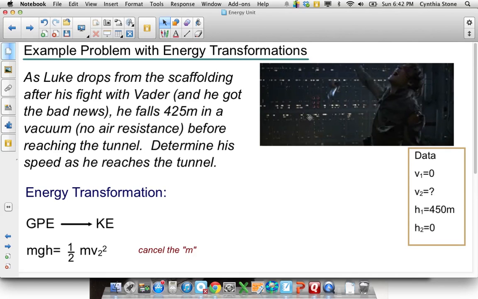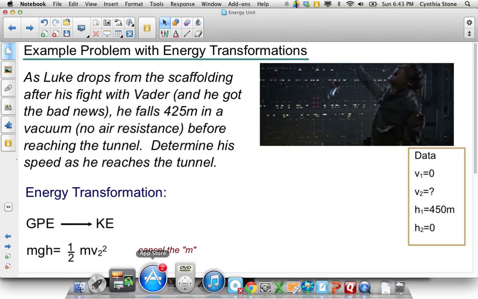So here's our example. As Luke drops from the scaffolding after his fight with Vader, do you remember right after Vader says, "I'm your father," and he sort of jumps instead of going with Vader? He falls 425 meters with no air resistance before reaching the tunnel. Now, I just realized the huge flaw with this, of course, is that he's not on Earth. And because he's not on Earth, using 9.8 for g is not correct. So forgive me for that. I forgot. I wasn't thinking. But in the studio, he would have been on Earth. So we'll pretend he's in the studio on Earth.